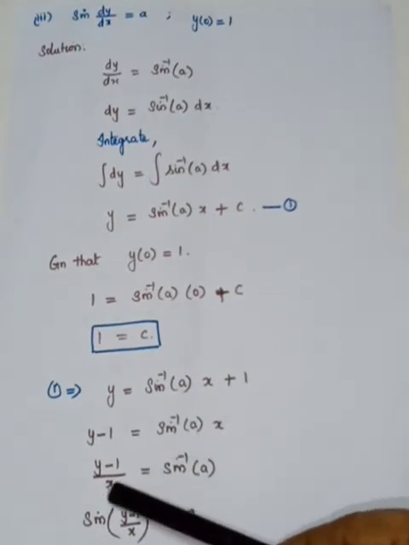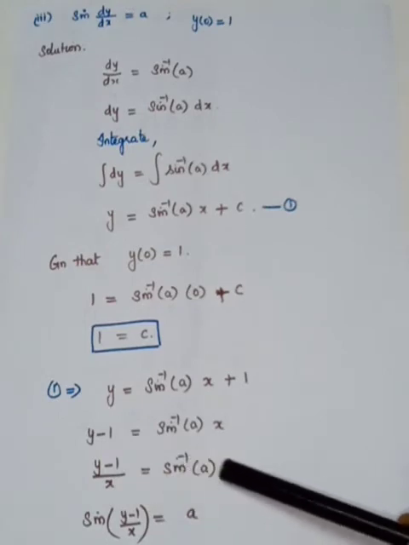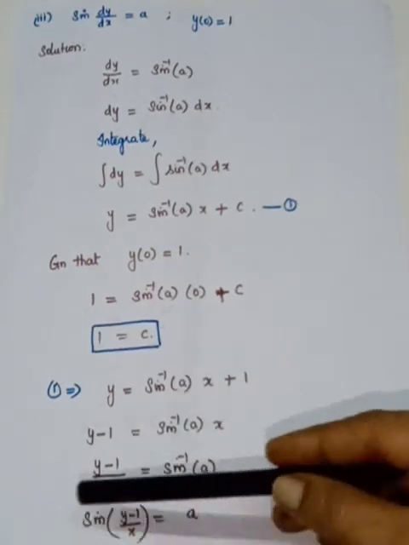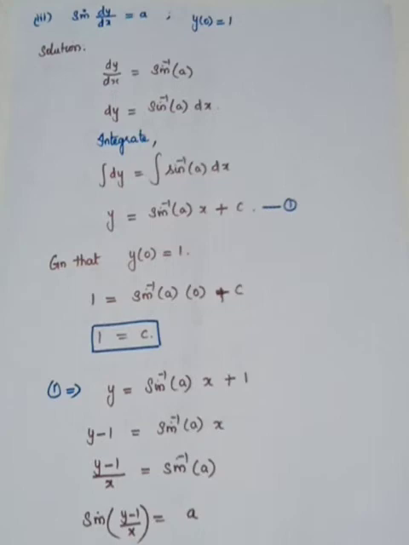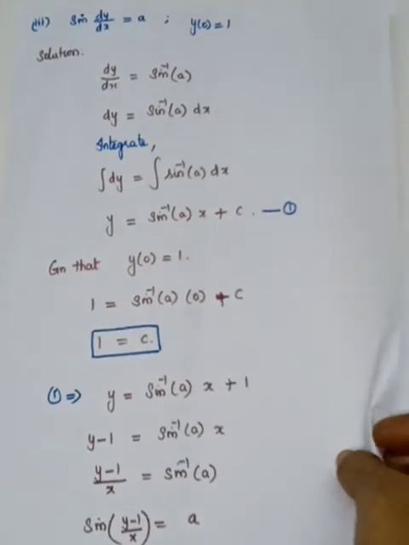So bring this x to the denominator. So y minus 1 by x is equal to sine inverse of a. Sine inverse, when you take it to the other side, it will become sine. So sine of (y minus 1) divided by x is equal to a. That will be the answer.